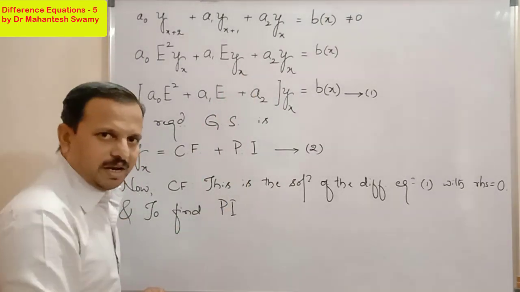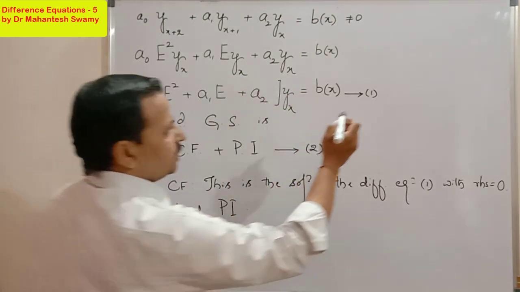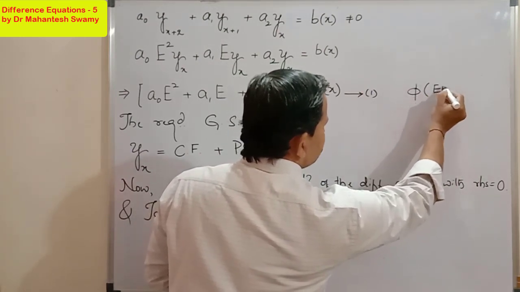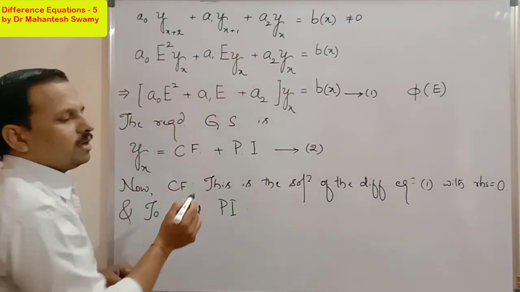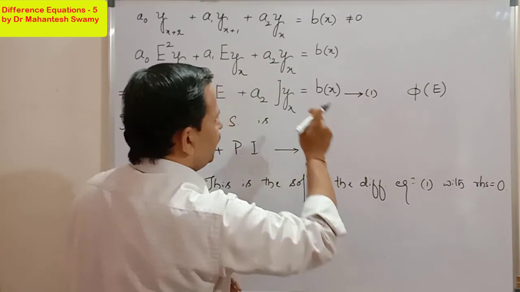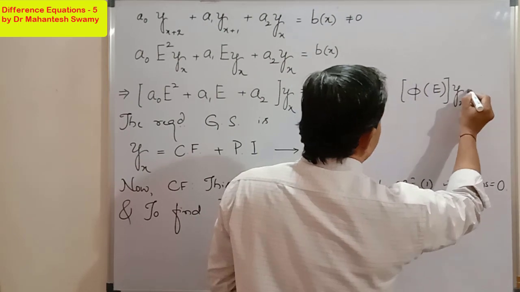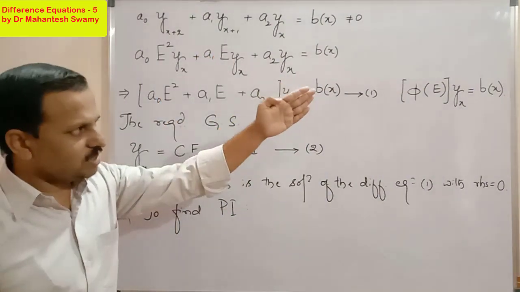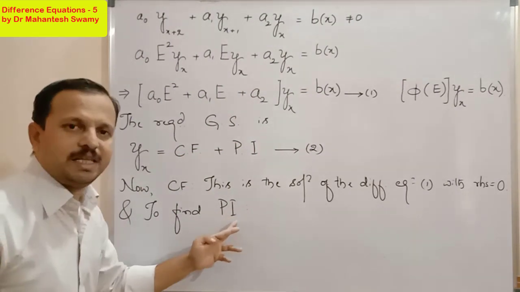some function of e. Of course, it is a function of e. It is a difference operator having the notation e. So it is to be denoted as phi of e operated on y of x, which is equal to the RHS function given to us, b of x. That difference equation is now useful in writing the value of PI.